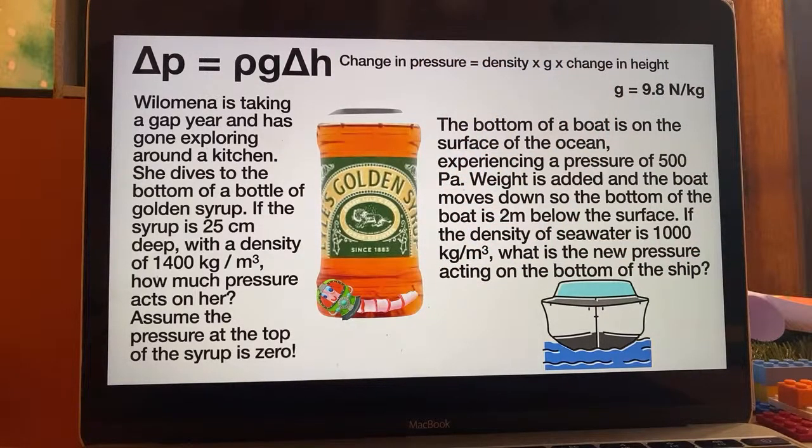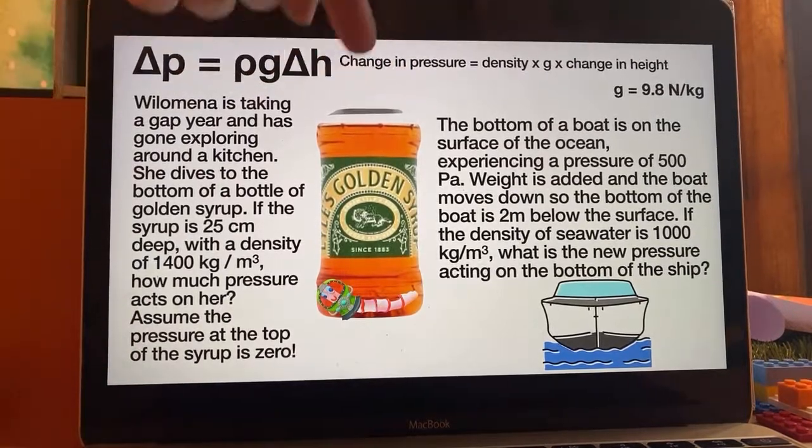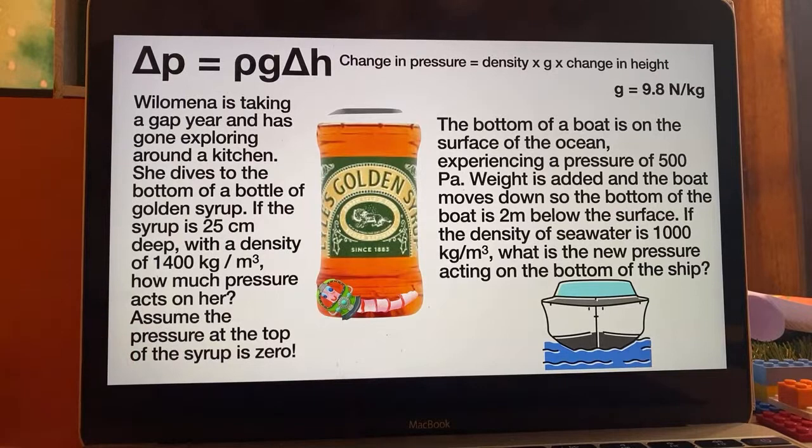If the syrup is 25 centimetres deep, with a density of 1,400 kilograms per metre cubed, how much pressure is acting on Wilhelmina? Just to make the equation easier, assume the pressure at the top of the syrup is 0. Obviously it's not, because there would be air particles pushing down, but let's just say that it's 0. How much pressure is acting on her?